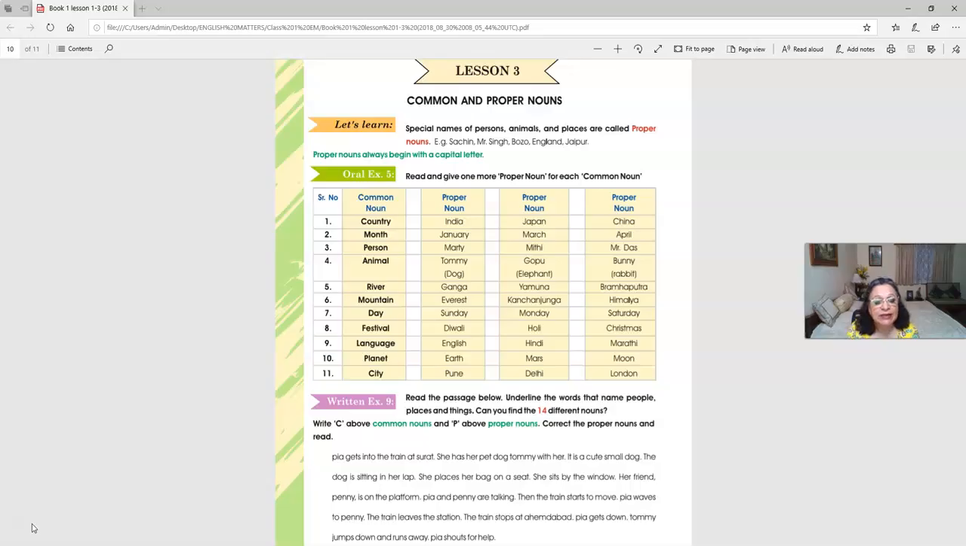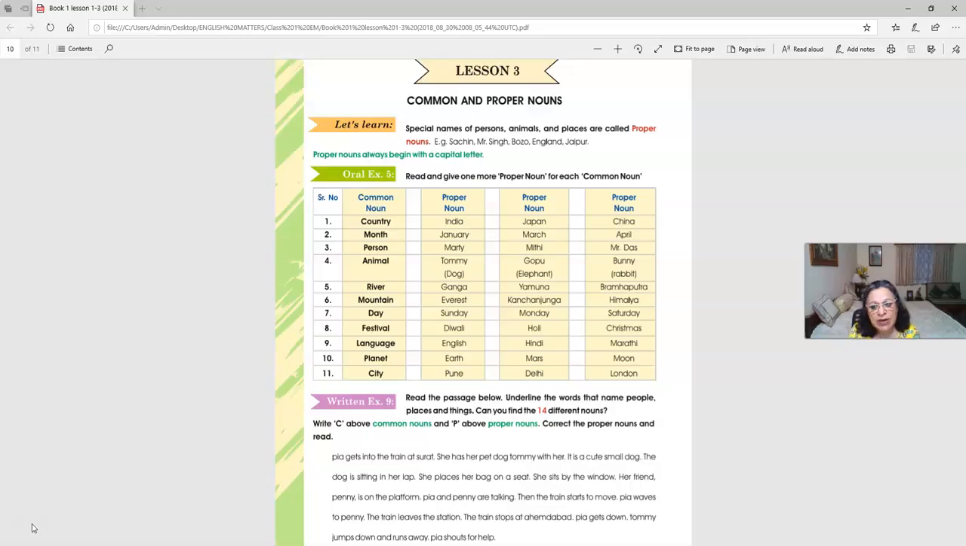When I say day, it can be any day. But Sunday, Monday, Tuesday, these are proper nouns. When I say festival, it can be any festival. But Diwali, Holi, Christmas, they are proper nouns. I say planet. Do you know the names of planets? Now it can be any planet. But when I say Mars, when I say Earth, when I say Moon, then it is a proper noun. So, what is the difference?